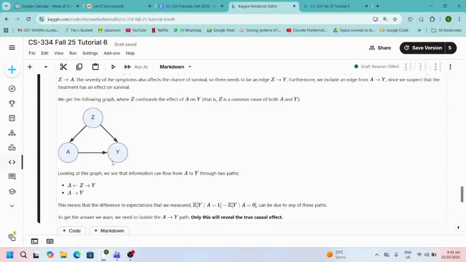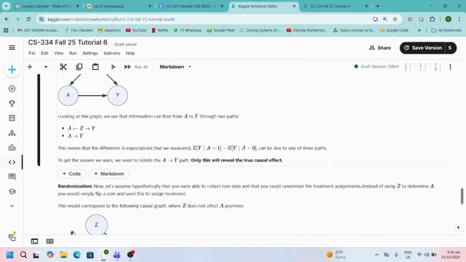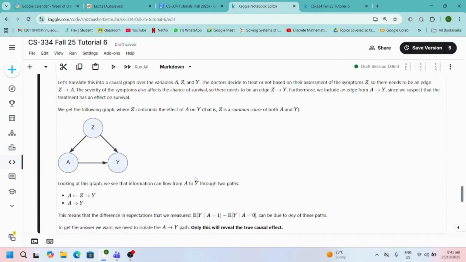The direct path from A to Y is the only path that will reveal the true total causal effect of A on Y. So what do we do in this scenario? I could control for Z, and in the scenario where I am not able to control for Z, I want you all to recall that controlling for Z is the exact same as intervening and fixing the value of A. Right now, I have a certain data generating algorithm.